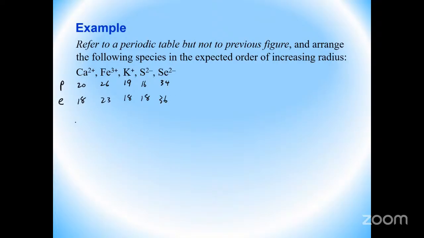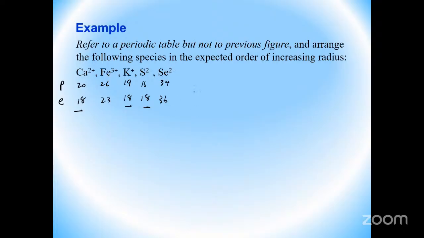Now, the next thing I would do is seek out the isoelectronic species. In other words, the species that have the same number of electrons, which would be the calcium, the potassium, and the sulfide, right? And I would try to arrange them in order of increasing radius, from the smallest to the largest. So which one would you expect to have the smallest radius? Of the same number of electrons, the one with the greatest nuclear charge.